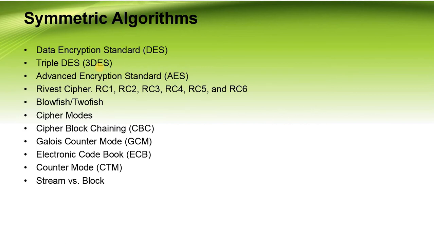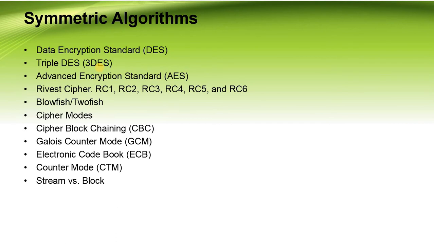Cipher modes. In symmetric or block algorithms, there is a need to deal with multiple blocks of identical data, to prevent multiple blocks of ciphertext that would identify the blocks of identical input data. There are multiple methods of dealing with this, called modes of operation. Normally we will see that the common modes listed are ECB, CBC, CTM, GCM. Okay, so first we will see CBC.